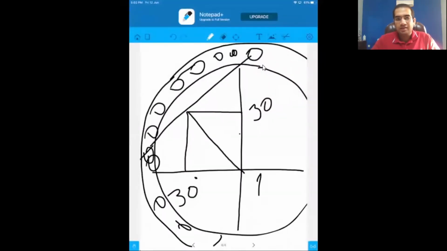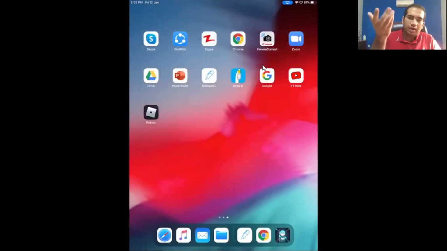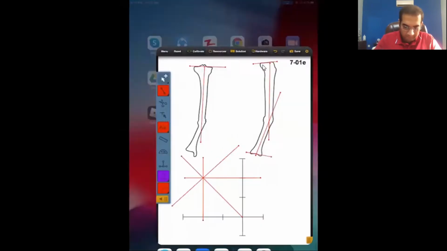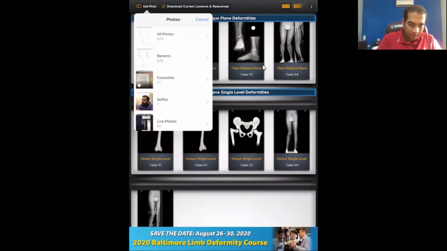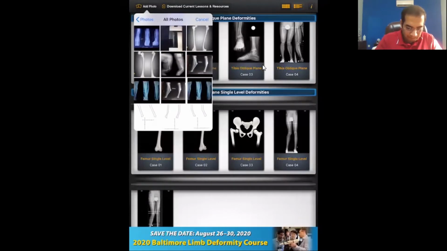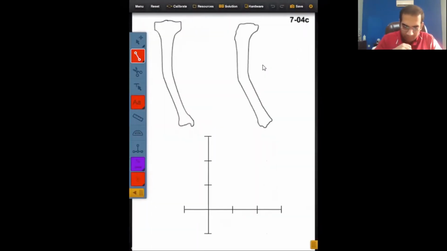These 15 minutes are for planning and acute correction, because this is what most of you will be doing in these cases. Almost everyone usually goes for acute correction. Gradual correction is used only when the deformity is large or there are skin or soft tissue problems. So this was case number 1. Let us quickly discuss case number 2.